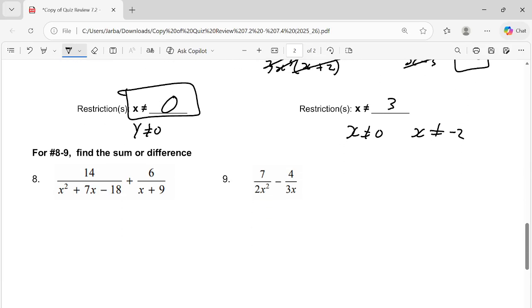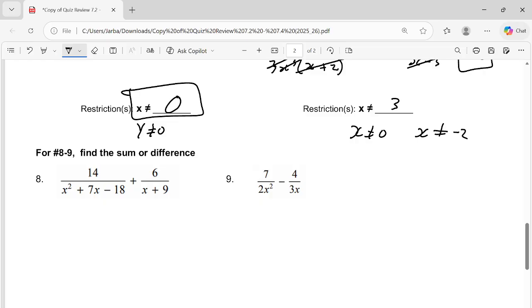Alright, now we want to find the sum and difference for these. So first, you want to factor the numerator and denominator. Let's think what multiplies to -18 and adds to 7. I'm thinking -9 and 2. So x minus 9, x plus 2.